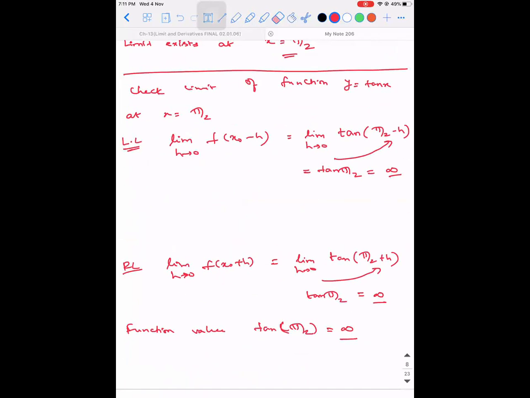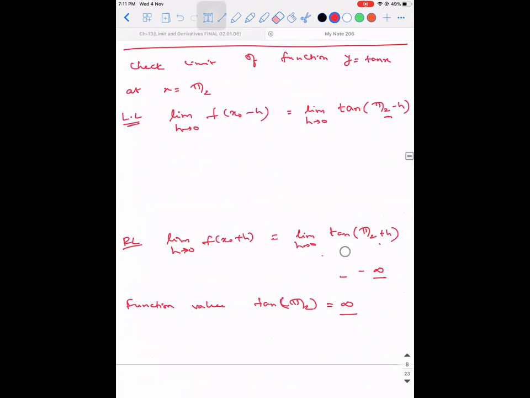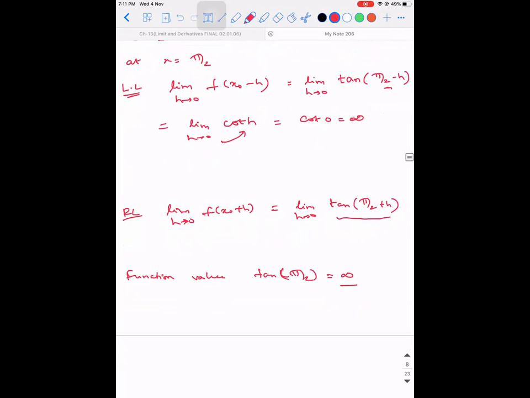That is happening because you have substituted h tends to 0 even without simplifying it. So first we need to simplify, then we need to apply it. For that, limit h tends to 0, what is tan pi by 2 minus h? It is cot h. So when you substitute here, you will get infinity, because cot 0 is infinity. I'll write an extra step. Whereas when you do the right limit, what is tan of pi by 2 plus h, guys?